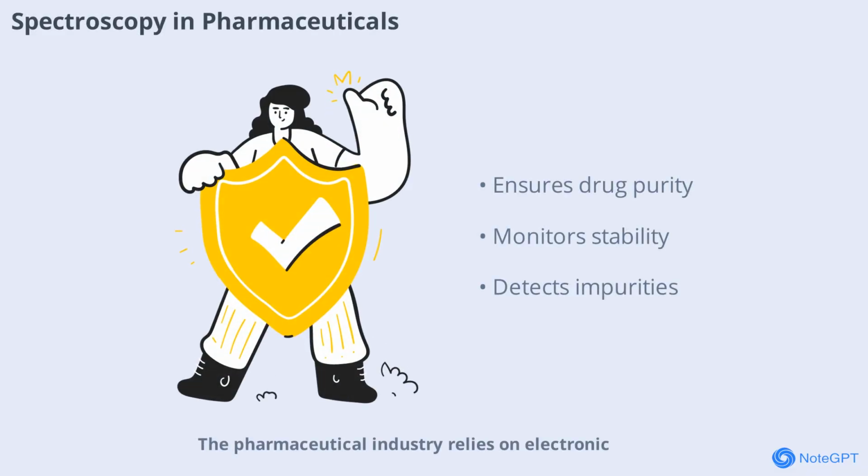The pharmaceutical industry relies on electronic spectroscopy for drug development and quality control. Spectroscopic analysis ensures the identity, purity, and concentration of active ingredients. It also helps monitor stability and detect impurities, safeguarding the safety and efficacy of medicines.